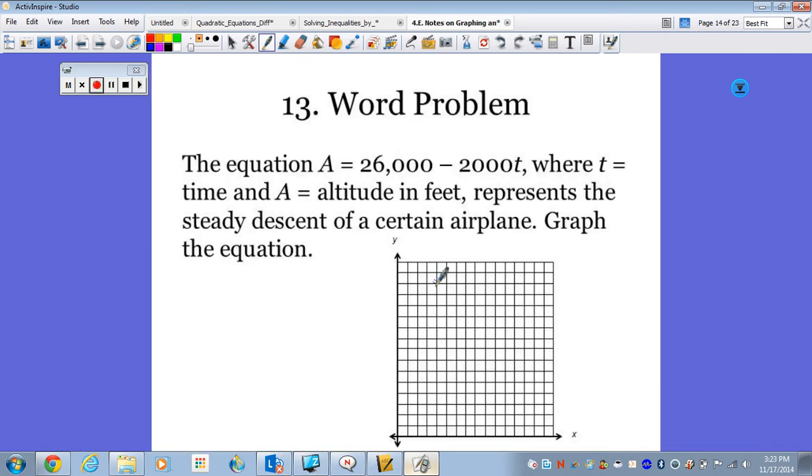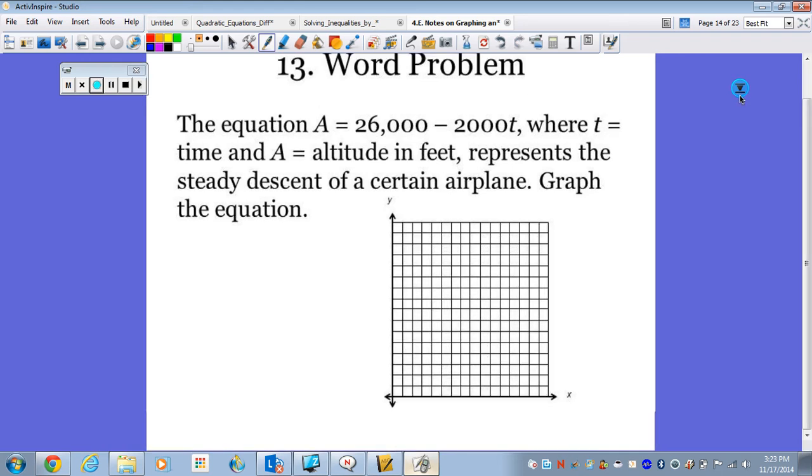Okay, here's another word problem where we've given you the equation. They just want you to graph it. Please keep in mind that T is here, and then A for altitude is here. So you might make sure to change your scale. This might be a good one to plug in the calculator and see what it looks like. It's the descent of an airplane. So keep in mind the slope. If you wrote this in slope-intercept form, it's A equals negative 2,000 T plus 26,000. Keep in mind that this is a negative slope, so it should be falling. It's a descent. That is your kicker right there.